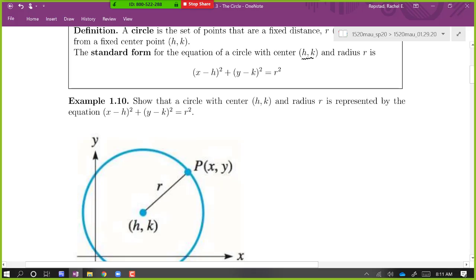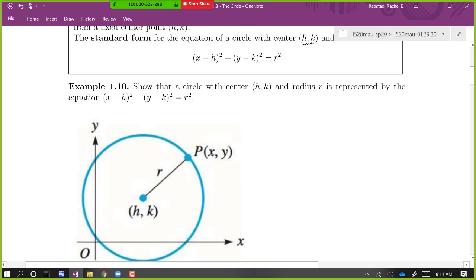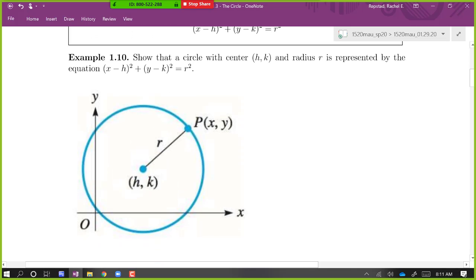We could see why this is the standard form pretty easily, or we could derive this equation ourselves. So here's a generic circle, the center is (h, k), the radius is r, and then this point P is just any old arbitrary point. I could have drawn that point anywhere on the circle, but there it is up there, that point (x, y). The point on the circle is defined solely by its distance to the center. That's what makes it a point on the circle. So we're going to use that geometric definition to derive the equation.